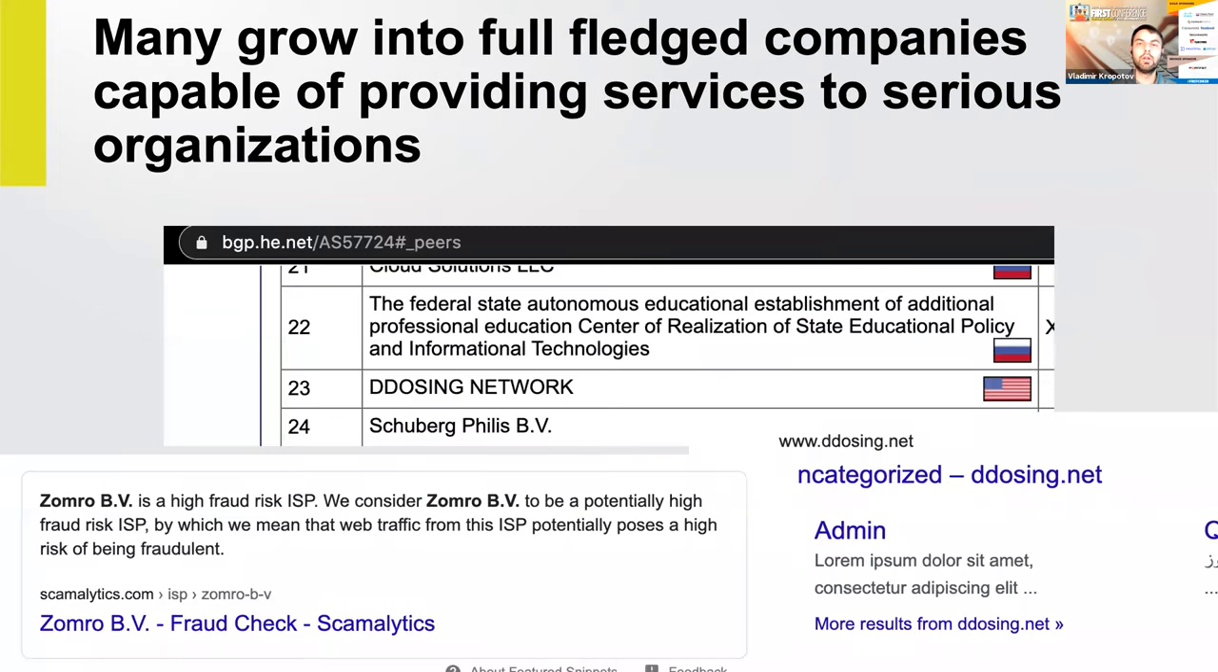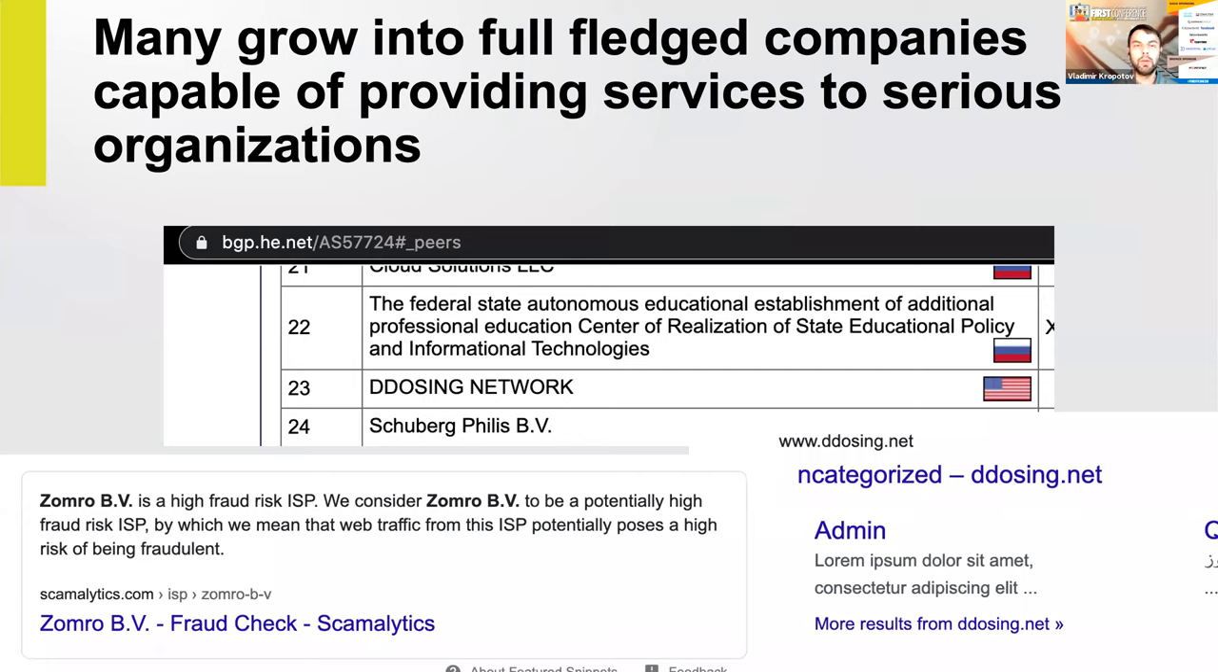Many hosters grow and start having very solid, often government customers, but we are sometimes still supporting their old customers. And sometimes it's pretty visible if you look at how a particular autonomous system is connected with ours. So here we can see, for example, Zormo BV, which is described as a high risk ISP.